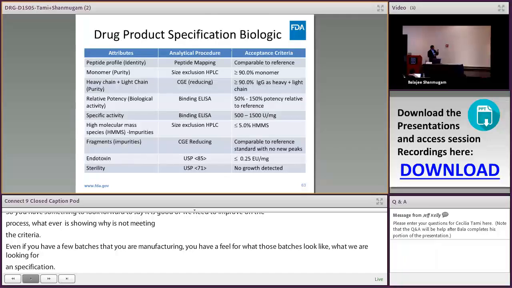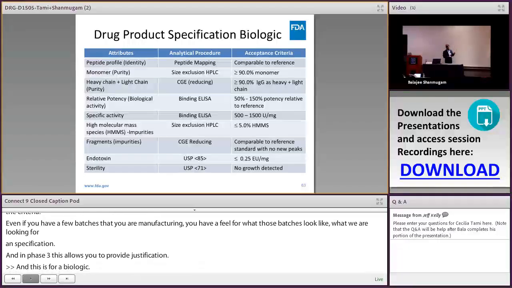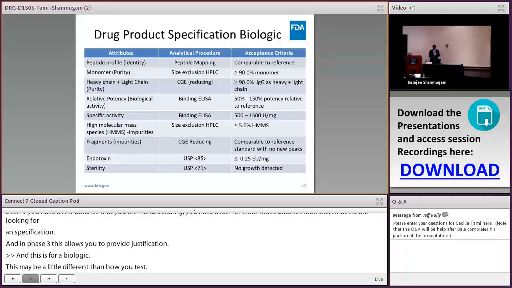And again, this is for a biologic. It's likely different in what you test and how you test. Methods may be a little different, but again, it goes through the same principles of what attributes are tested: ID, potency, strength, purity, and some of the safety things like endotoxin and sterility.